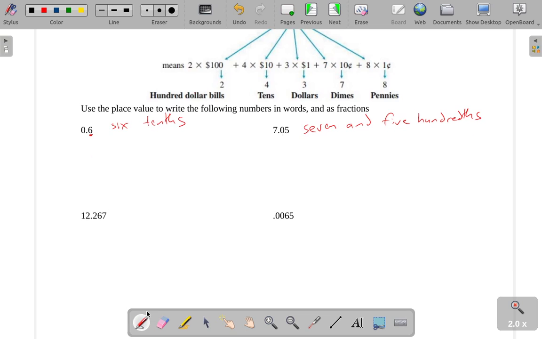And that's the same pattern we use for all of these. Here we have a 12 off to the left of the decimal place, so we'll start with that. Then I'll say "and" because that's the decimal place right there. And then I'll look to see what's left over. We have 267. It ends in the tenths, hundredths, thousandths place. So this is going to be 267 thousandths.